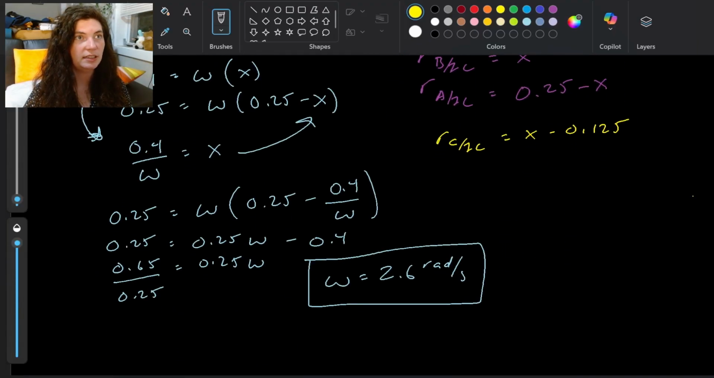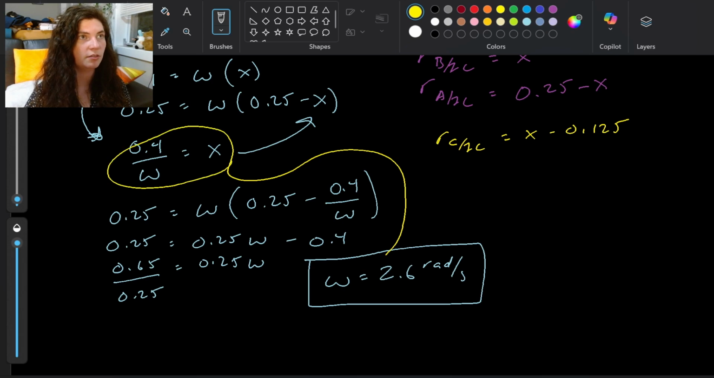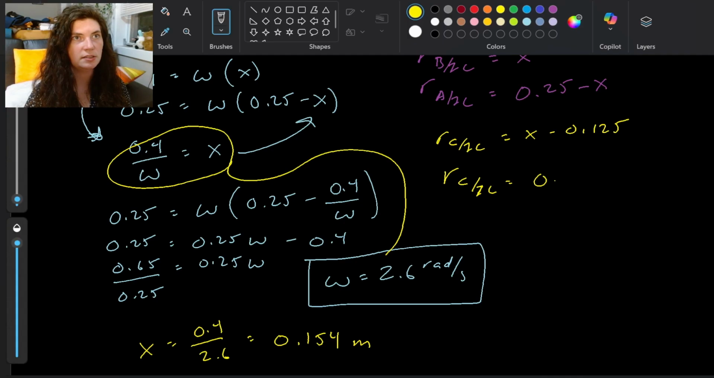Which I guess means I need my X value. So I can take my omega and plug it into this relationship here to solve for X. So X equals 0.4 over 2.6. That gives me 0.154 meters. So R of C with respect to IC is 0.154 minus 0.125. And what I needed that for is to find VC, because VC is going to be omega times R of C with respect to IC.